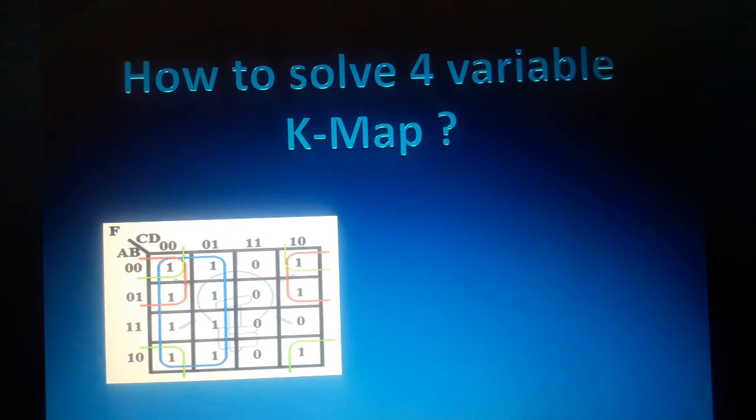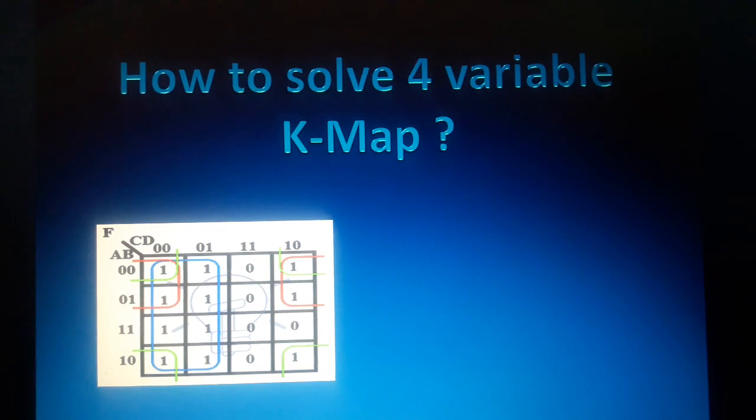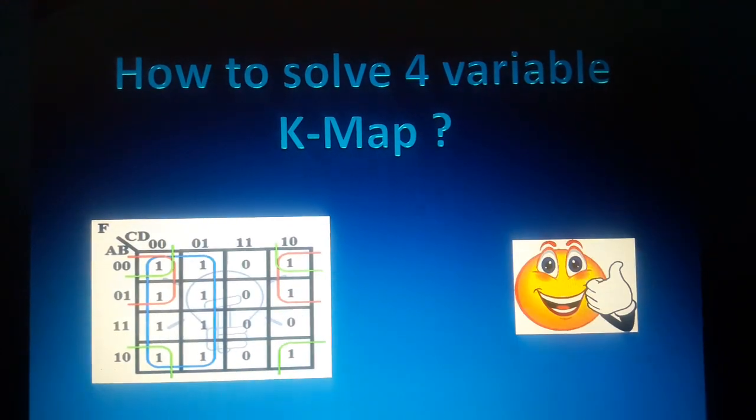Hello everyone, now I am here with my third video of K-map. Here I want to tell you about how we are going to solve our 4 variable K-map. We have a solution for that.